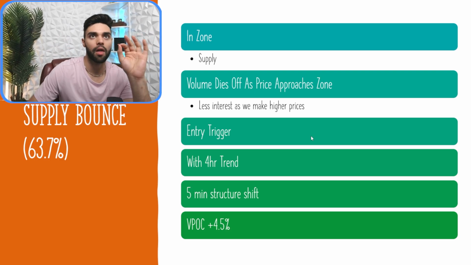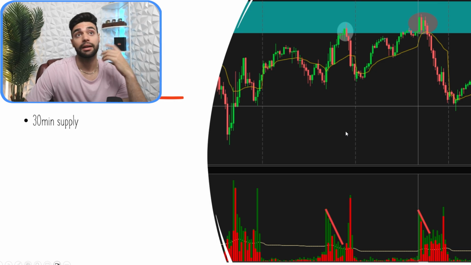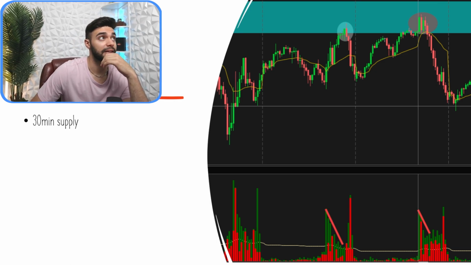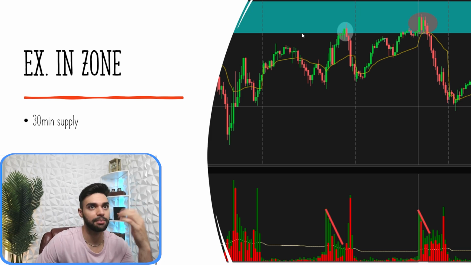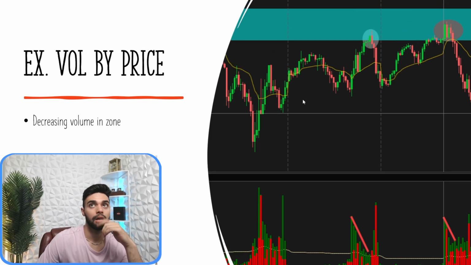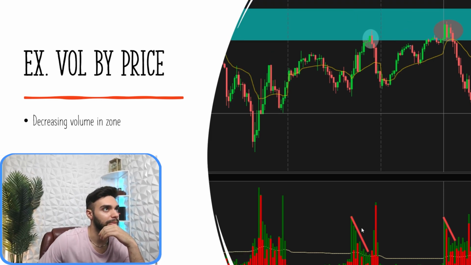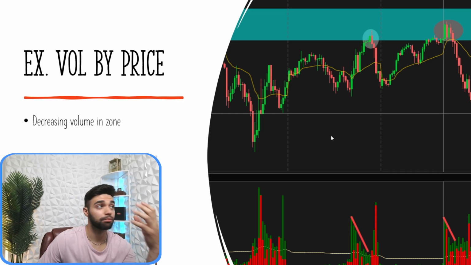Now, let's continue on this supply bounce, right? So again, this is a quick example, right? It has to be in a zone. So what do I mean by that? Price in a 30-minute supply. Easy money, right? Next. What is volume doing as we approach supply, right? Look at the volume down here. It's dying out. Perfect. Next.